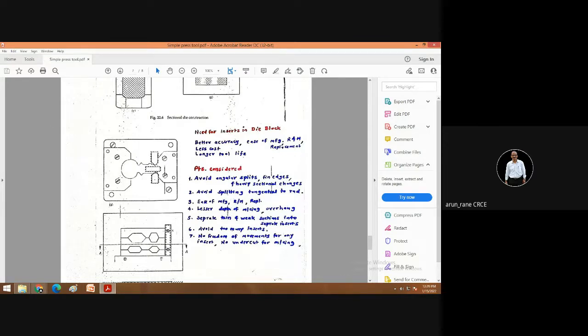सो यहाँ पे अगेन वी हैव पुट इंसर्ट्स, वन इंसर्ट, सेकेंड, थर्ड, फोर्थ, और ये जो छोटा छोटा जो शेप है वो सब इंसर्ट के ऊपर दिए. सो बेटर एक्यूरेसी. Why do you need inserts in the die block? Better accuracy, ease of manufacturing, then replacement and maintenance becomes easy, less costly and longer tool life.